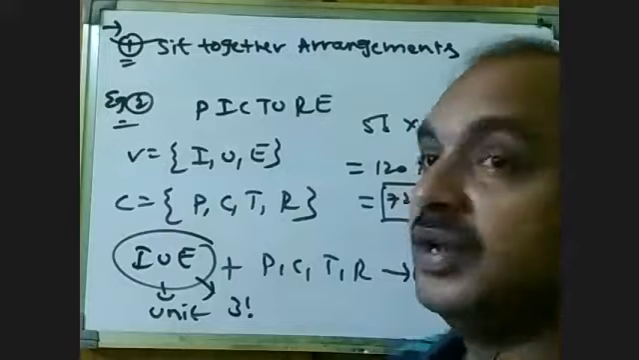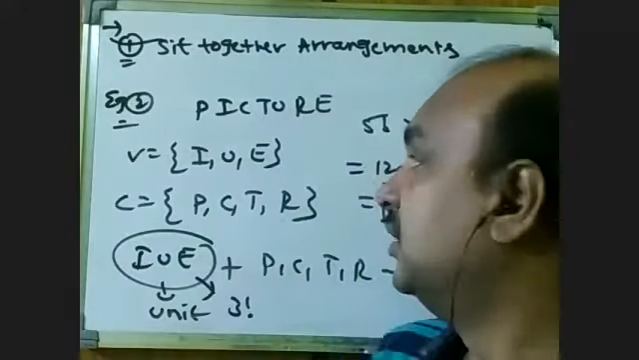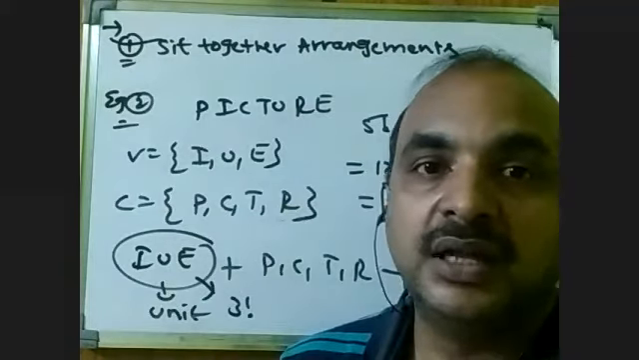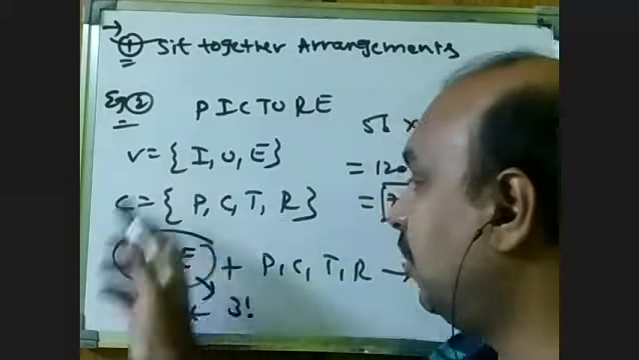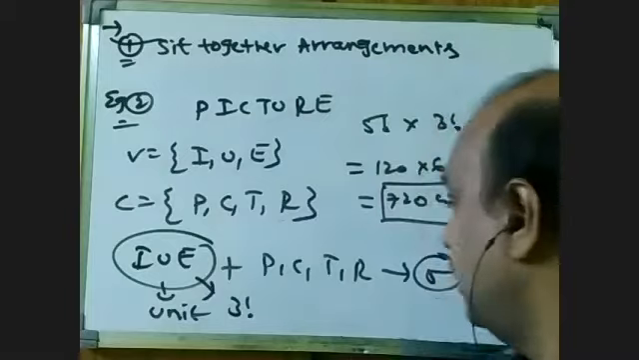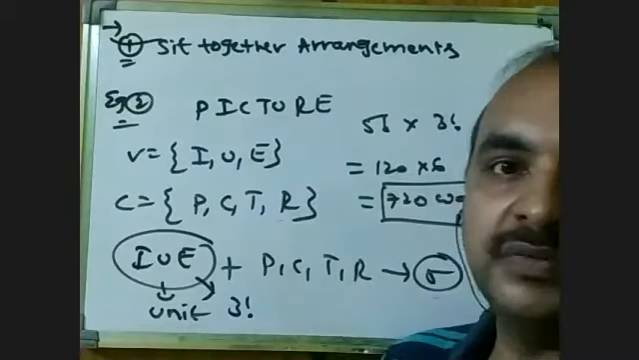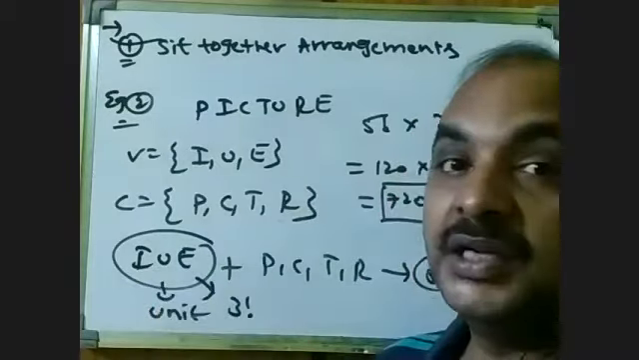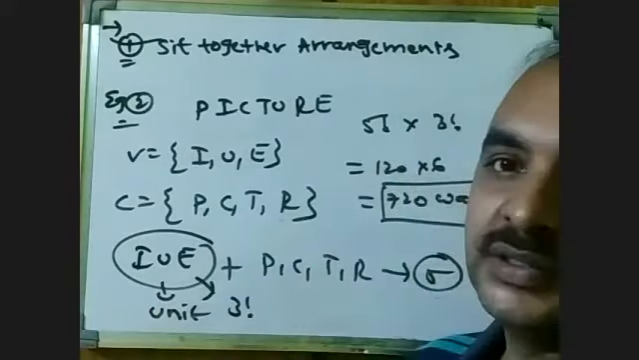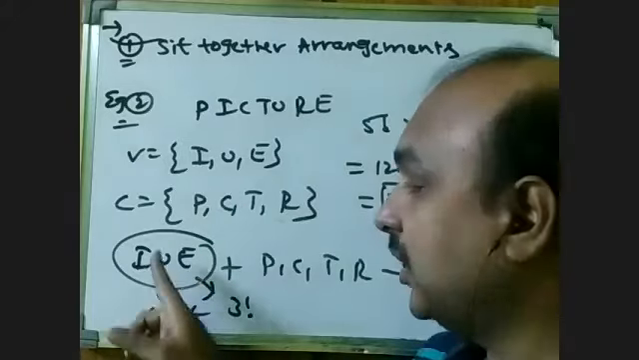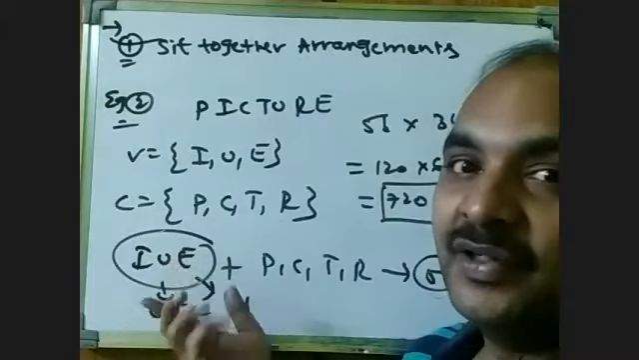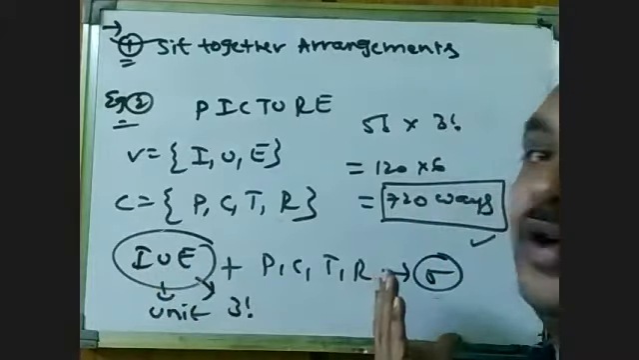There are 7 letters in the word picture. These are the vowels and these are consonants. I should arrange in such a way that all vowels should come together. You consider all these vowels as one unit. And P, C, T, R, 4 consonants and 1 unit of vowels, total 5. They can be arranged in 5 factorial ways. IUE, internally they can be arranged in 3 factorial ways. IUE is one arrangement. I can also write IEU, UIE, UEI, another arrangement. For each internal arrangement, you will get 5 factorial.